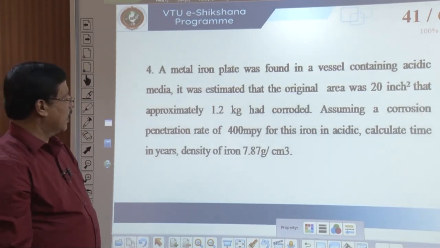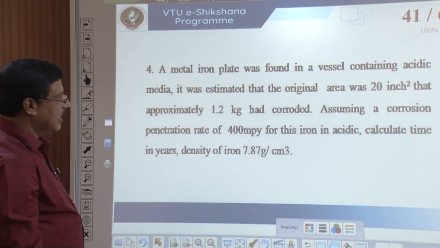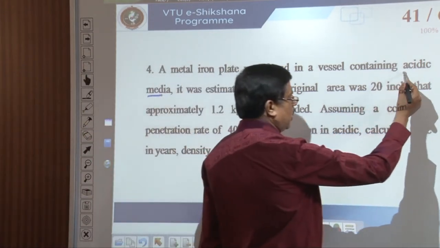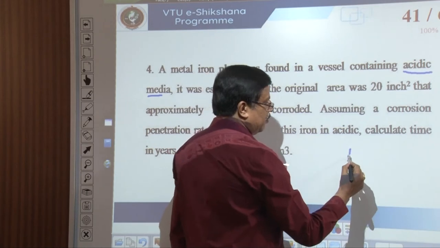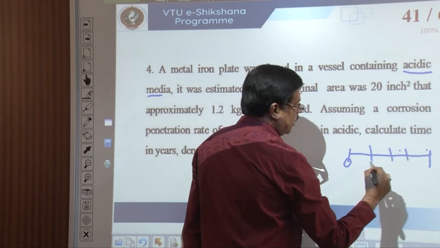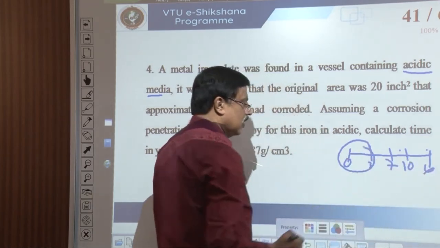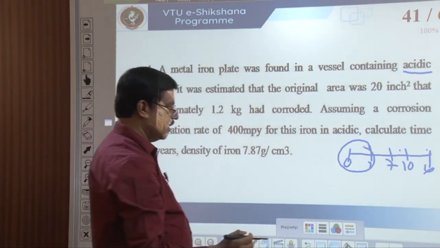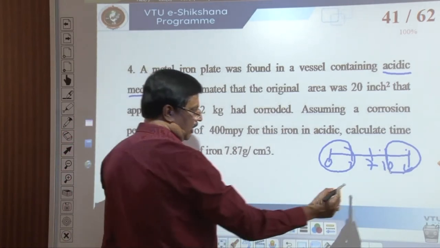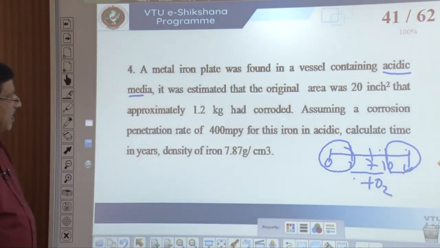Fourth numerical problem. A metal iron plate was found in a vessel containing acidic media. Acidic media means more corrosion. As I told you, between pH 0, 3, 7, 10, 14, more acidic, severe corrosion takes place; more alkaline, no corrosion takes place. In between 10 and 3, corrosion takes place only in presence of O2. So, since it is acidic media, severe corrosion takes place.